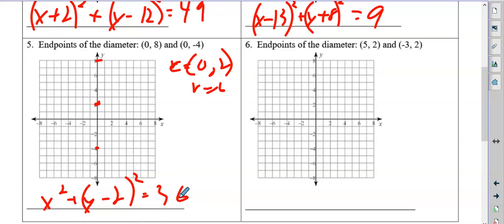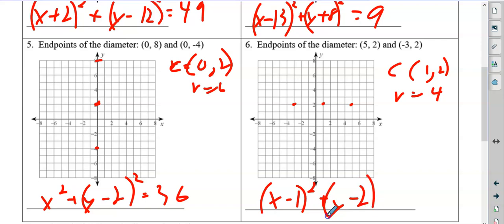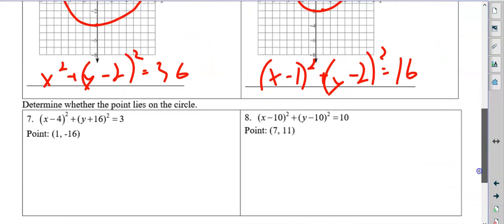Endpoints are 5, 2, and -3, 2. Okay, so that's 8. So the radius is 4, 1, 2, 3, 4. So the center is at 1, 2, and the radius is 4. So that's going to be x minus 1 squared plus y minus 2 squared equals 16. And I'm going to finish it: 1, 2, 3, 4. There's my circle. And a radius of 6: 1, 2, 3, 4, 5, 6. There's my wonderful circle. All right, last two.